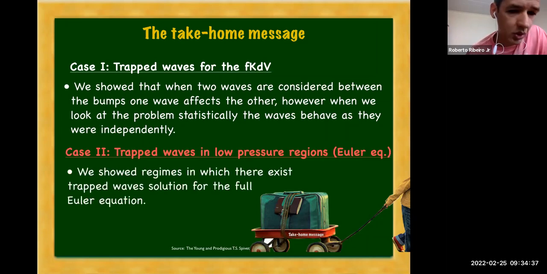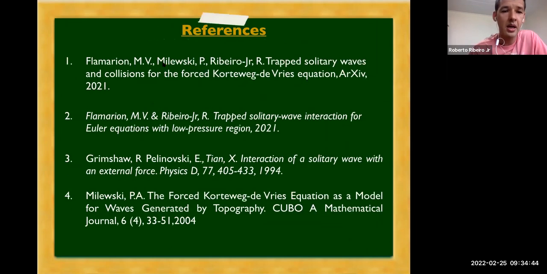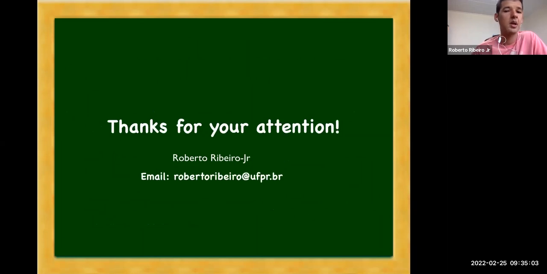And for the last part, we showed regimes in which there exists a trapped wave solution for the full Euler equation. Okay, so those are the references that I mentioned during this talk. The first and the second references here are the works that were the base for this presentation, and here is the work of Grimshaw and Malewski that I mentioned. Okay, thank you for your attention. I'm available for questions and comments.